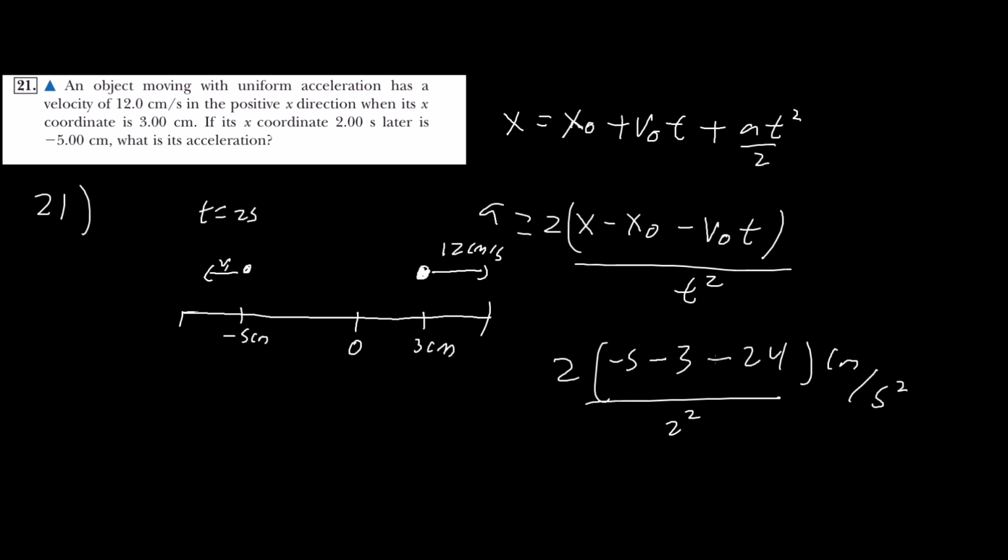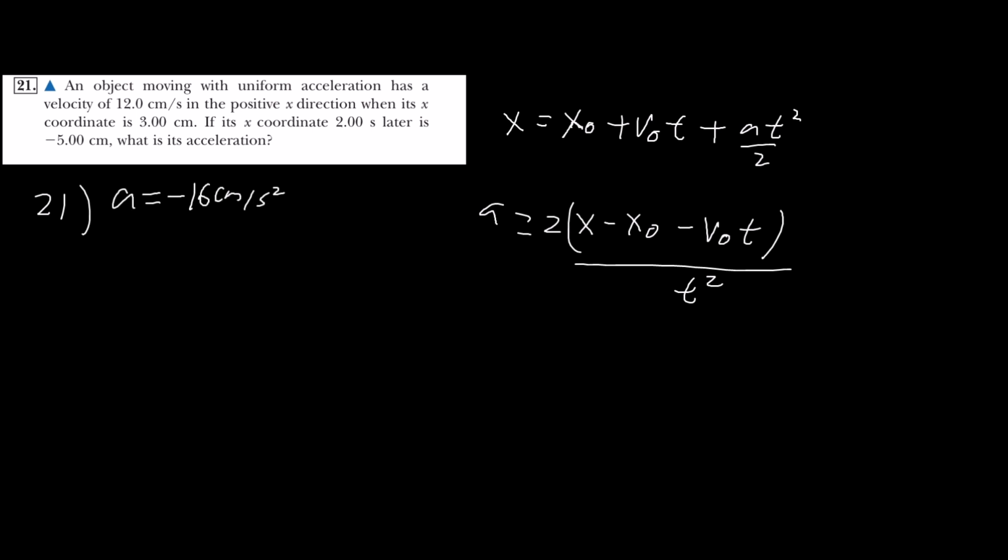So this would be negative 8, negative 32. Negative 32 divided by 2 would be, well, the answer is. So once you solve this, the acceleration is negative 16 centimeters per second squared.